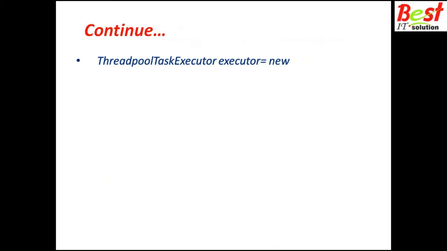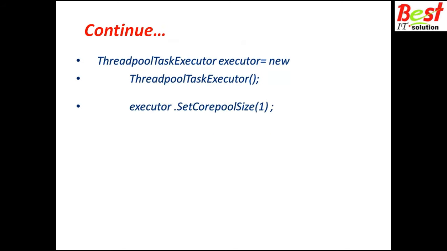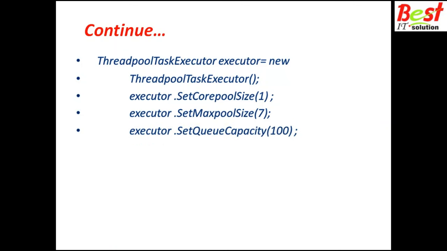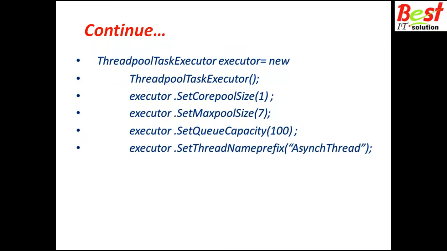How can we customize it? ThreadPoolTaskExecutor executor = new ThreadPoolTaskExecutor. We have created an object of ThreadPoolTaskExecutor, and with this executor object we can set all the values, like executor.setCorePoolSize(1), executor.setMaxPoolSize(7). According to our requirement we can change these integer values. Executor.setQueueCapacity(100), and executor.setThreadNamePrefix("AsyncThread"). So we can add a prefix to that thread name.